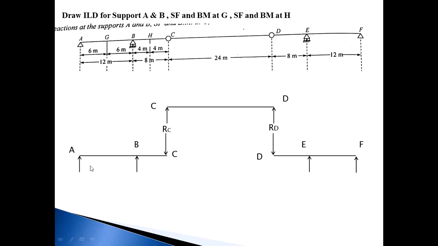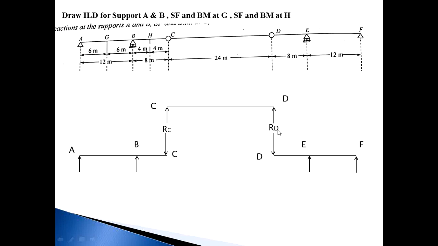Once again I repeat, when the load lies between A to C, you get values RA and RB. When your load lies between C to D, you get values RC and RD. If the RC value is there, due to that RC force, you once again get RA and RB. If RC is equal to 0, RA and RB are equal to 0.